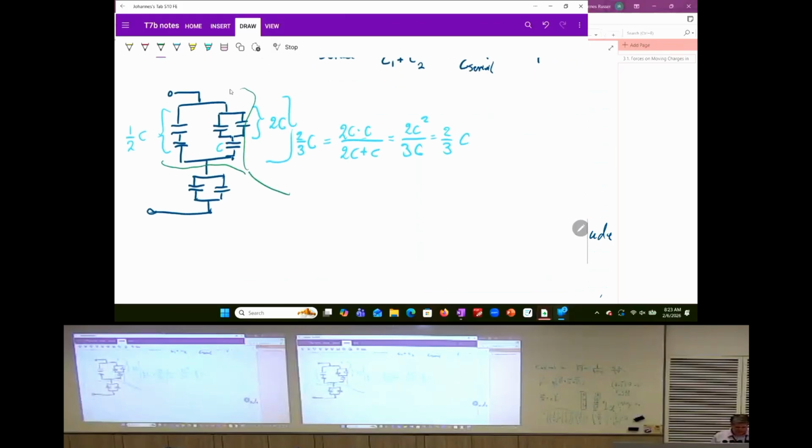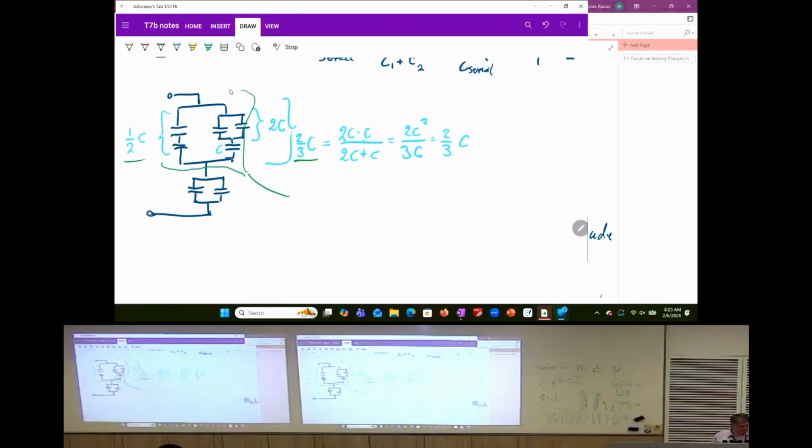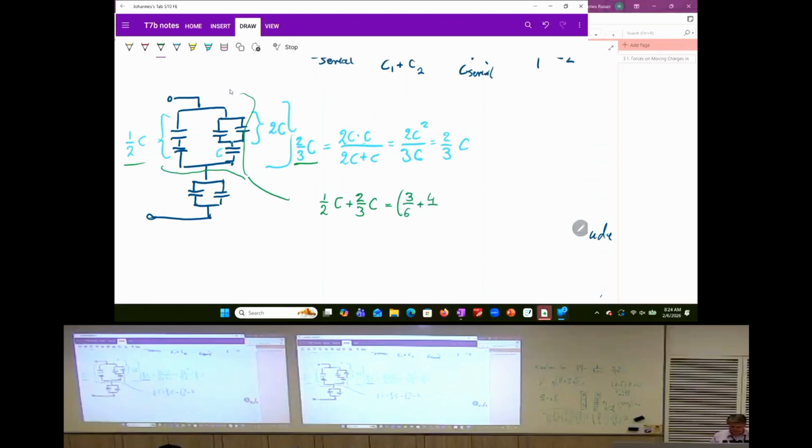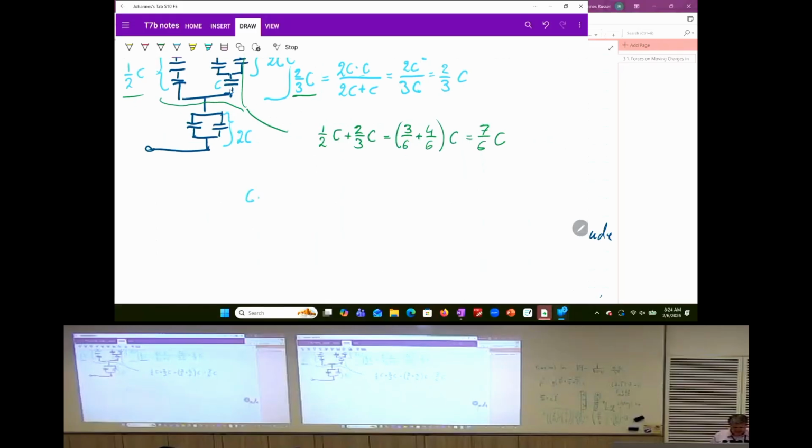That is a parallel connection of this one and this one, yeah? So you have 1/2 C plus 2/3 C that you bring onto the same denominator. That gives you 3/6 C plus 4/6 C. That would give you 7/6 C, right? And then you have here another parallel connection that would give you 2C, and then you just add the C.